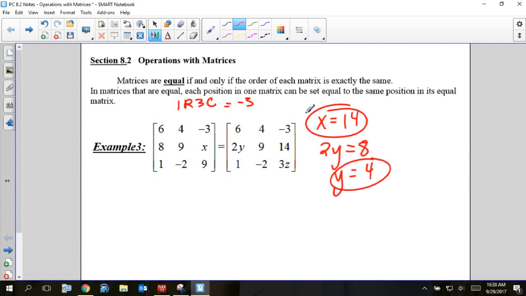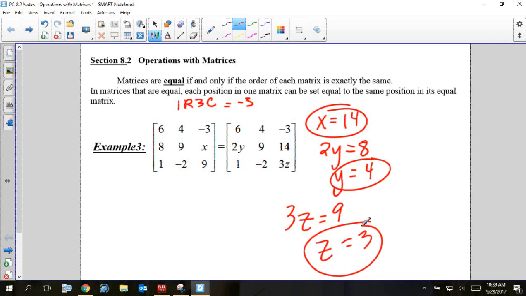And then which row and column is Z sitting in? Third row, third column. So 3Z is equal to, in this one, third row, third column, 9. So Z is 3.